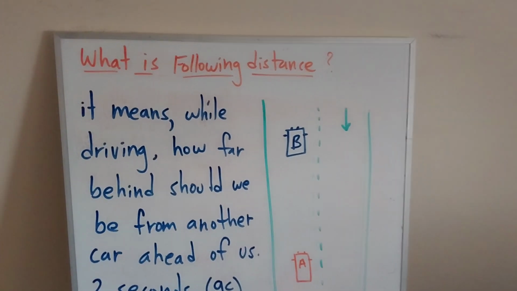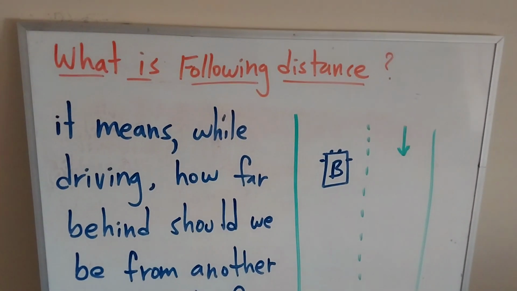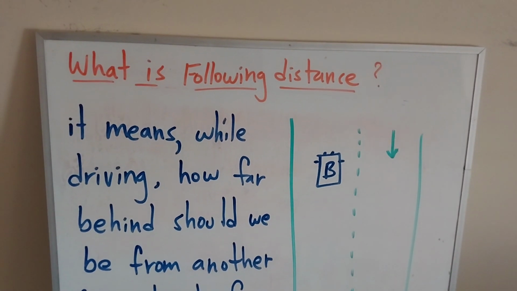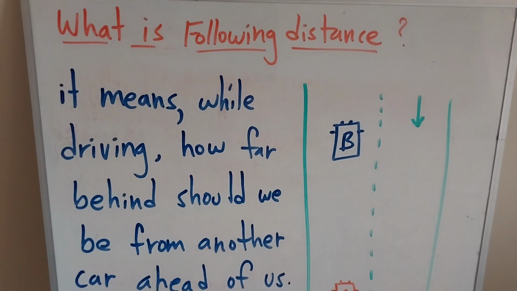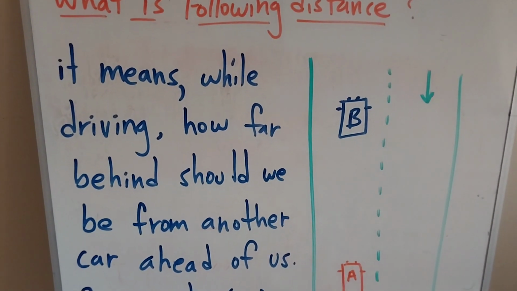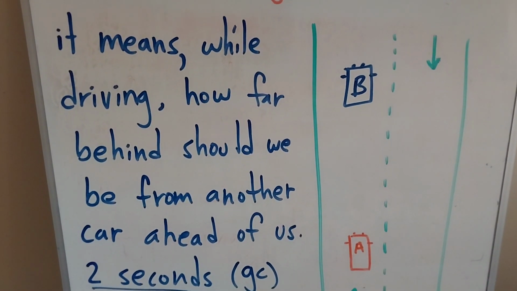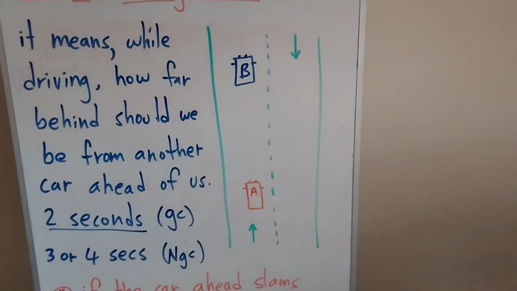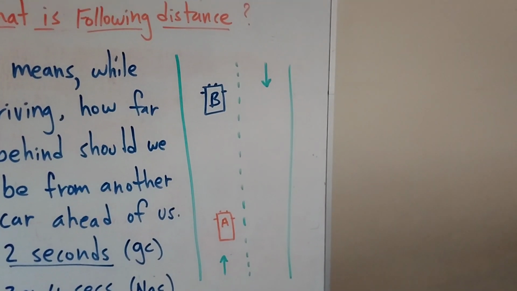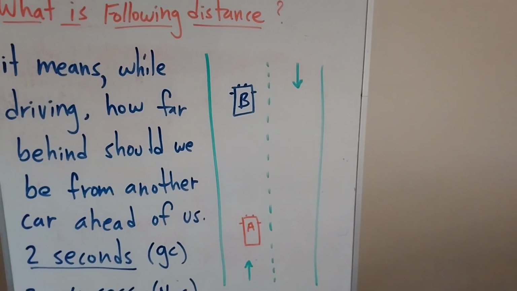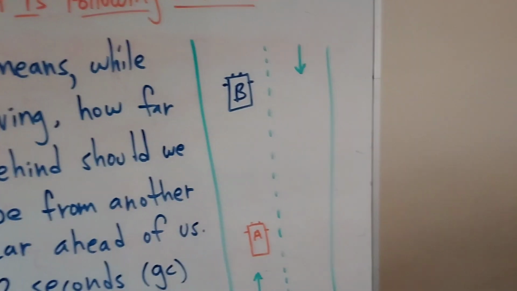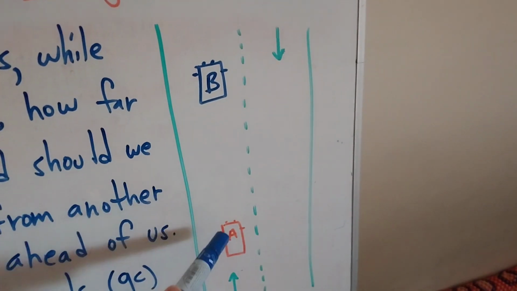In this video, we are learning about what following distance is. It means while driving, how far behind should we be from another car ahead of us? So let's have a look at this diagram. Vehicle B is driving ahead and vehicle A is following that car. So how far behind should you be? How much should that gap be?